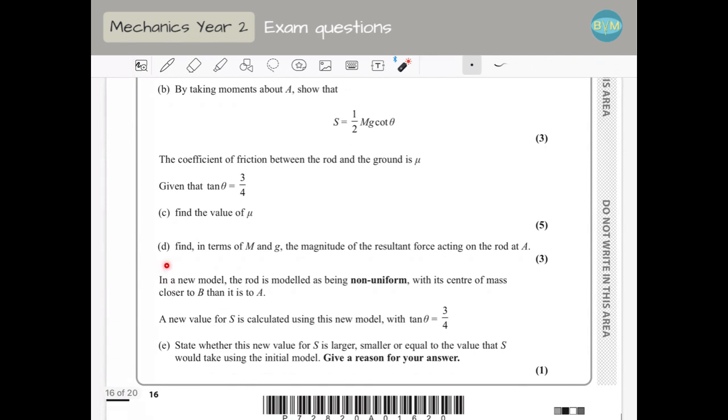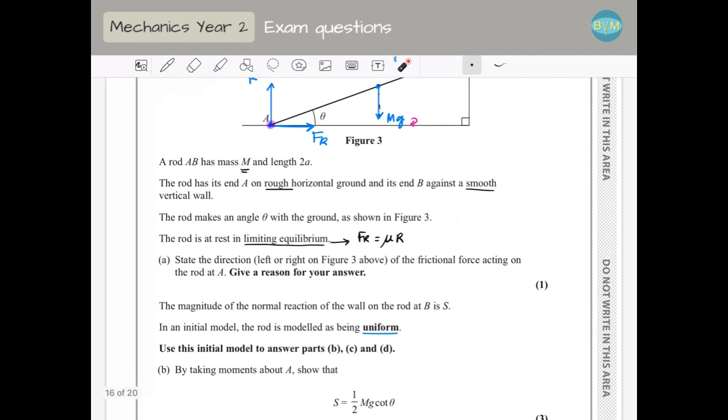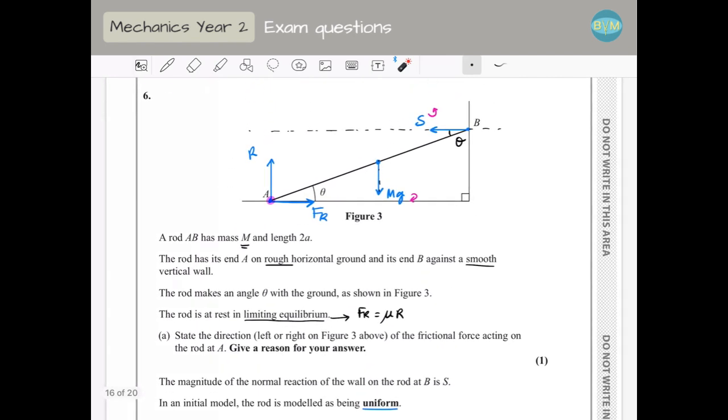Then next, it says find in terms of m and g the magnitude of the resultant force acting on the rod at A. What is that force? Please don't get confused between resultant force and normal reaction, because sometimes you do. They are asking me the resultant force between these two. I have a force to the right, a force up, and a resultant force acting on A. This one is the one they're asking me for. I'm going to call it F. They're asking me only the magnitude.